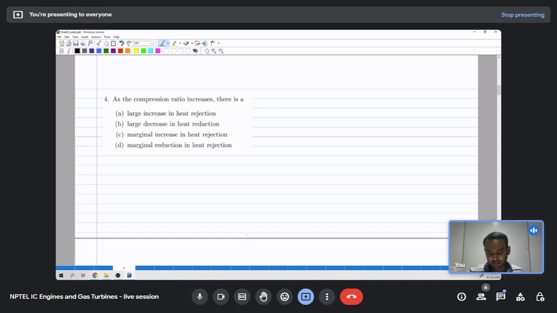As the compression ratio increases, is there a large increase in heat rejection, a large decrease in heat rejection, a marginal increase in heat rejection, or a marginal reduction in heat rejection? Can someone answer this?